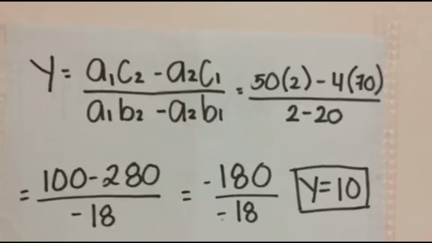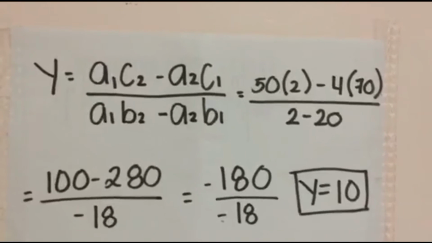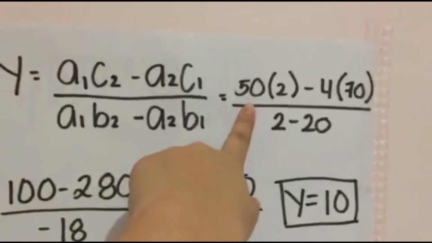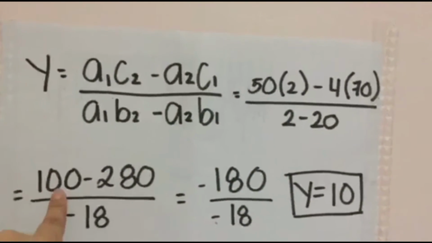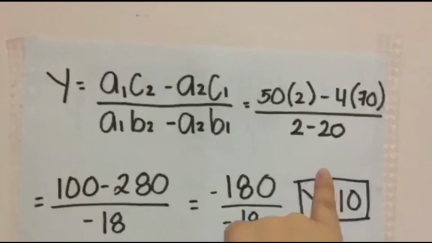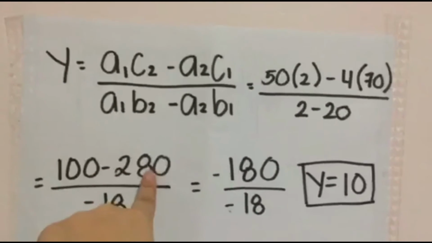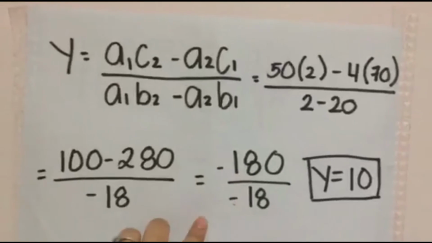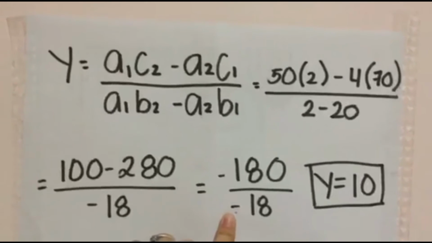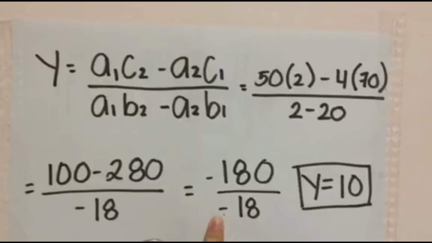Next for y, A1 times C2 minus A2 times C1, over A1 times B2 minus A2 times B1. 50 times 2 equals 100. 4 times 70 equals 280. 2 minus 20 equals negative 18. 100 minus 280 equals negative 180. 180 divided by negative 18 equals 10. So the answer for y is y equals 10.